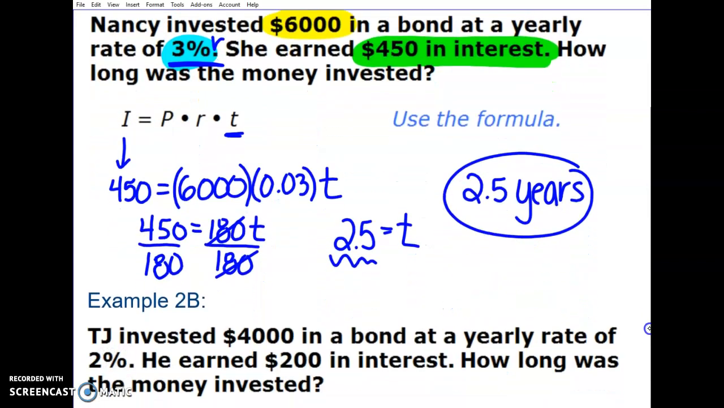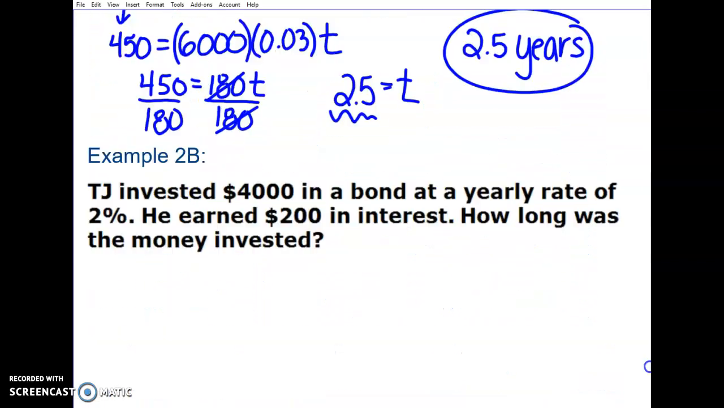Okay, let me see. I think I have one more right here. Okay, same idea. TJ invested $4,000 into a bond, so I'm going to think that's my principal, at a yearly rate of 2%. Wow, this is a good percent. There's my rate. He earned $200 in interest. So just for putting $4,000 in and keeping it there and not touching it, he made $200. How long was the money invested for?